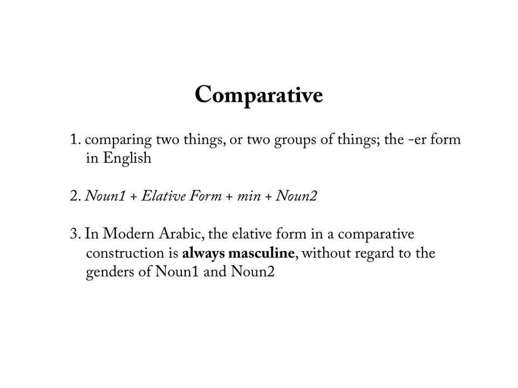The structure is a noun, then the elative form, min, and the other noun. The min is important. So, al-kitab atwal min al-majalla. The book is longer than the magazine. Okay? In modern Arabic, the elative form in a comparative construction is always masculine without regard to the genders of noun 1 and noun 2, and so no matter what noun 1 is, the elative form is akbar and not kubra, the feminine form.